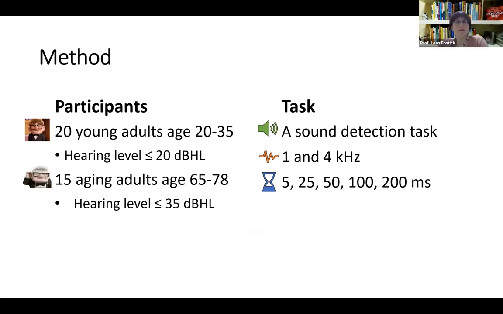We had 20 young participants and 15 aging adults. All the participants had relatively good hearing, although aging adults had higher hearing thresholds, which are characteristic for their age. They did a sound detection task for 1 and 4 kHz in several sound durations.